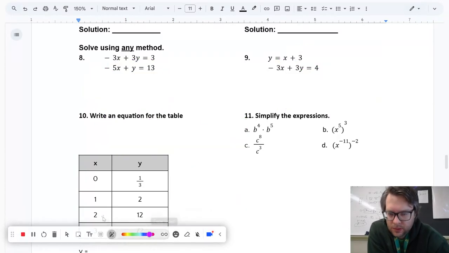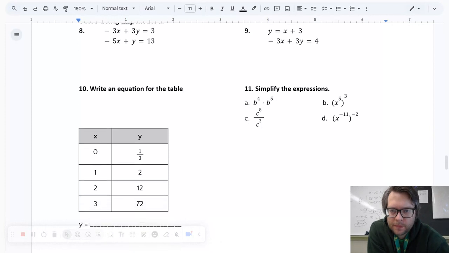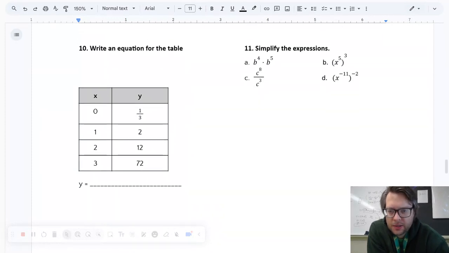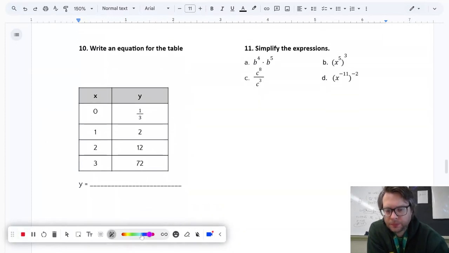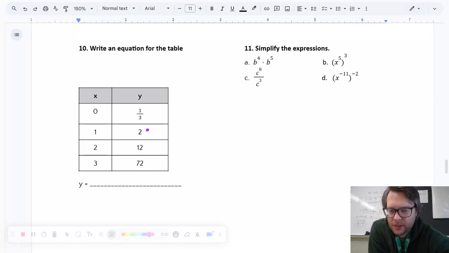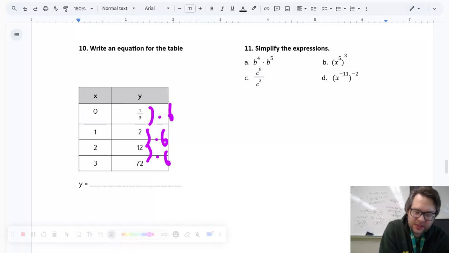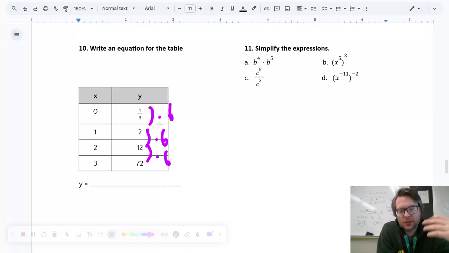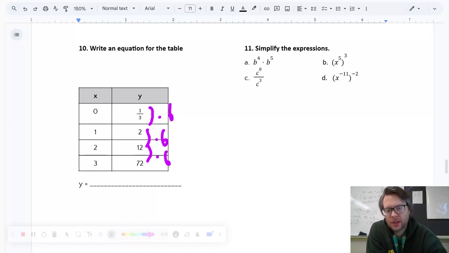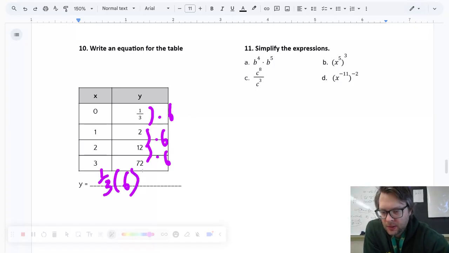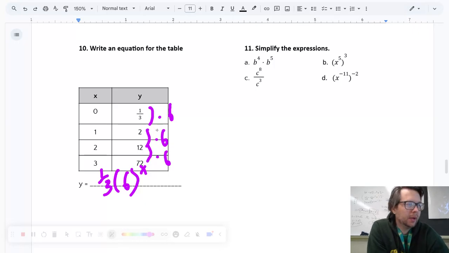All right. Looks like we got a little bit of exponential problems down here. When I'm looking at this problem, I can see that 2 times 6 is 12, and 12 times 6 is 72. And in fact, 1/3 times 6 is equal to 2. If you have 6/3, that's 2 whole things. So this is a pattern that starts at 1/3, and then it multiplies by 6 every time x goes up by 1.